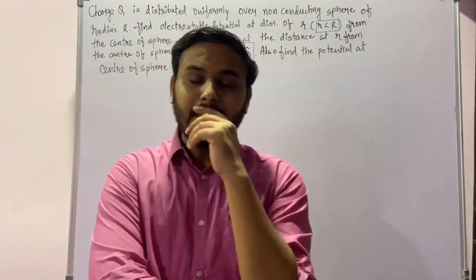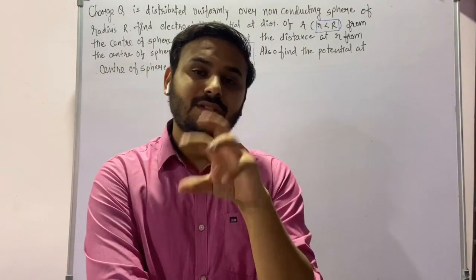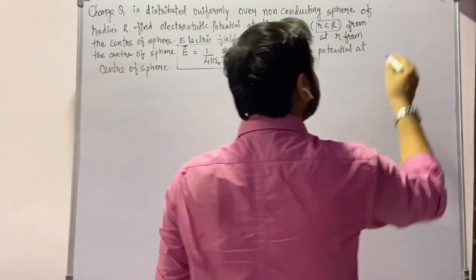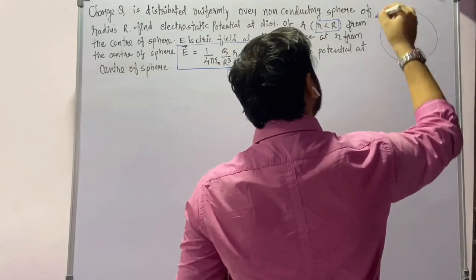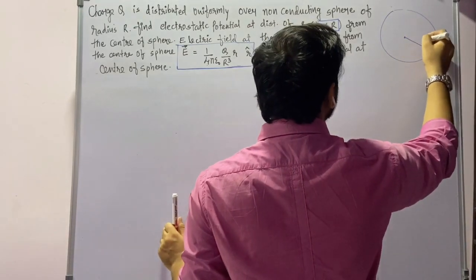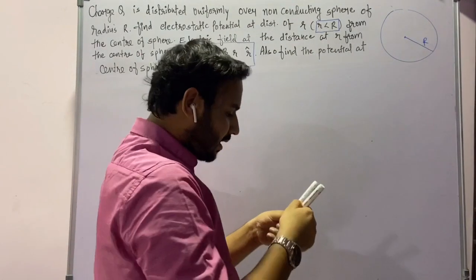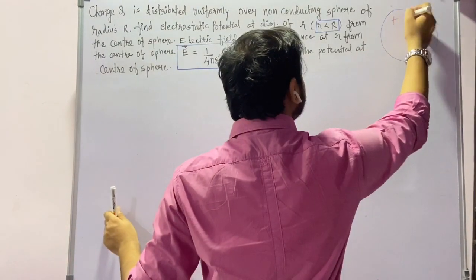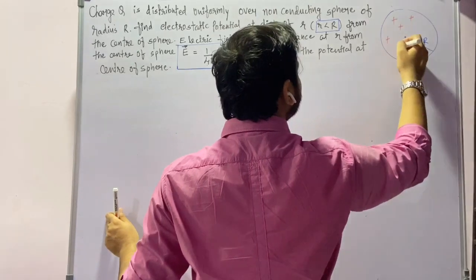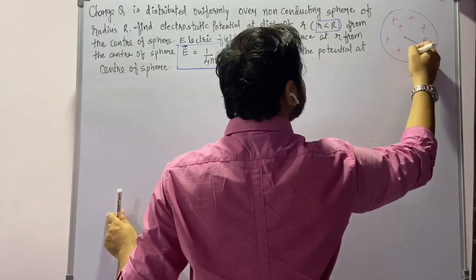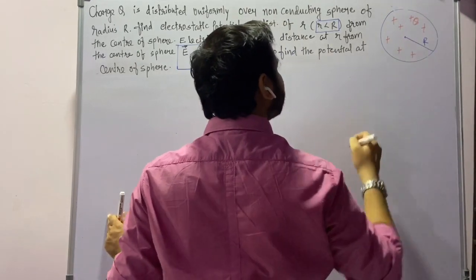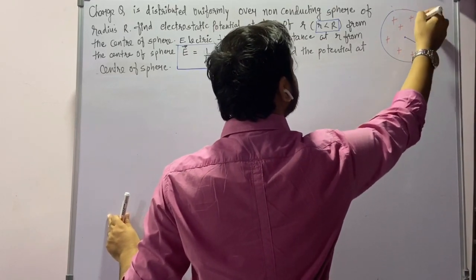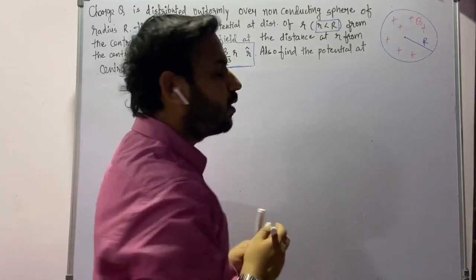See, in a non-conducting charged solid sphere, charge is equally distributed over the volume of the sphere. Suppose you consider this is the sphere of radius capital R. It's not a circle, it's a sphere. And some charge Q is distributed over the volume. This Q is the total amount of charge in the sphere, which is equally distributed over the volume.